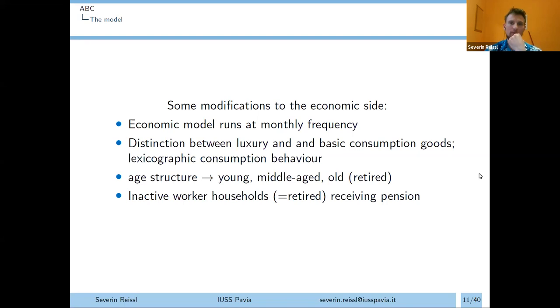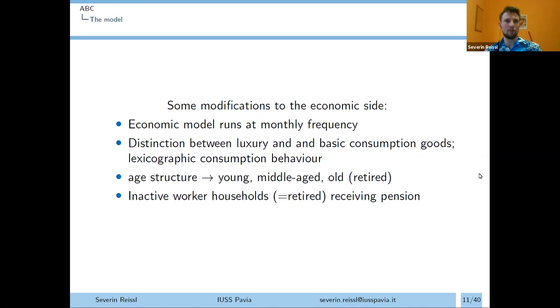First big modification is that instead of having a quarterly model as in the baseline CATS model, this version runs at a monthly frequency, meaning one period in the economic model is supposed to represent 1 month. This is done mainly because to capture the impact of things like lockdowns and so forth, you need a model that runs at a higher frequency than a quarter, because in fact, the lockdown in Italy itself, the lockdown during spring lasted about a quarter.